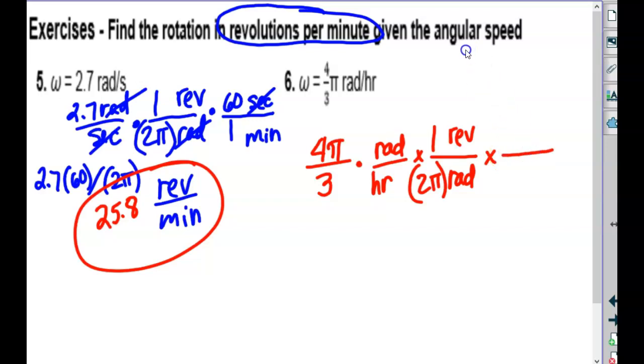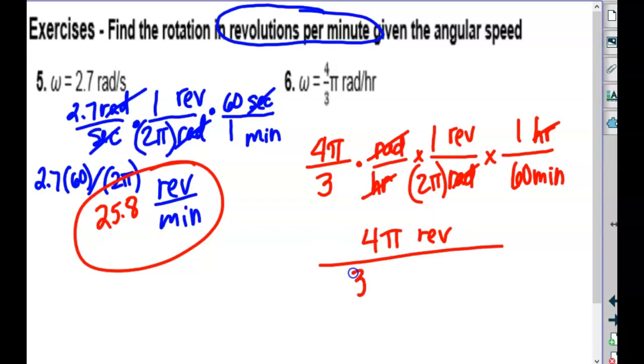I need to change this also to minutes. So I need hours to go away up here. So this time, when 1 hour is 60 minutes, the 60 goes in the denominator. Hours cancels, radians cancel. So up top, I have a 4 pi and a revolution. On the bottom, I have 3 times 2 pi times 60. I could put that all in parentheses to divide by it. Couldn't I also just do this?